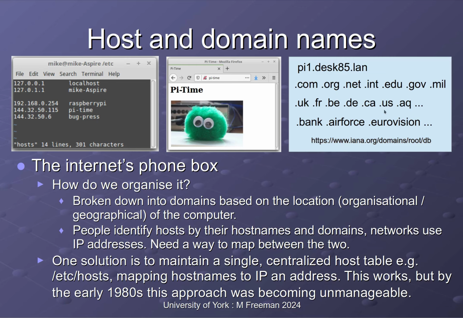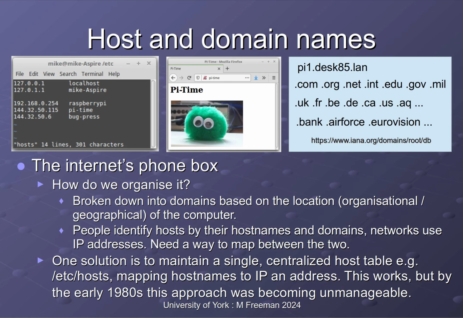So by just looking at that host name, looking at that domain name, you could start to see where that computer was in the world. In addition to that, there's also categories that give you an indication of the institution. So .ac, for example, for academic, .gov for government, .mil for military.